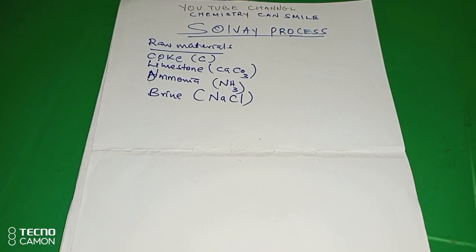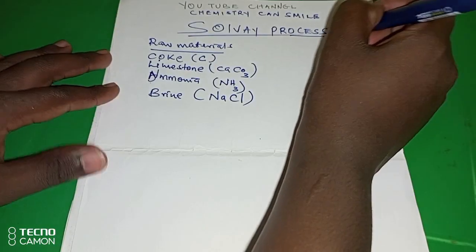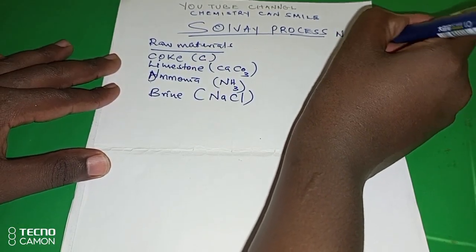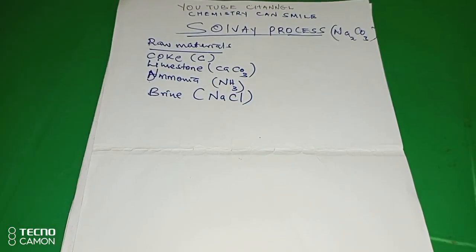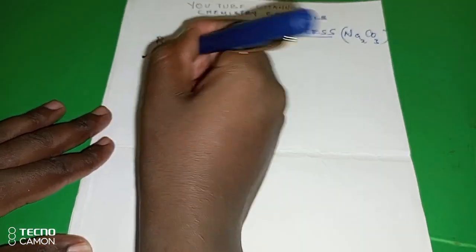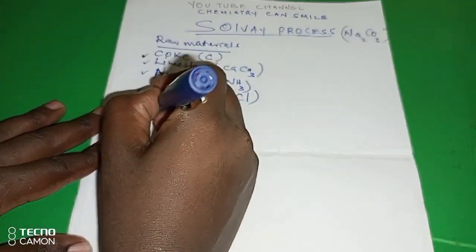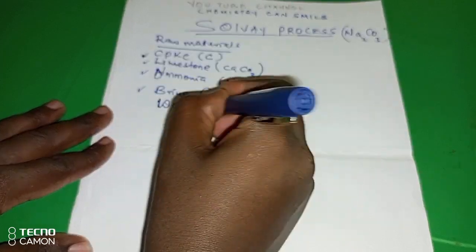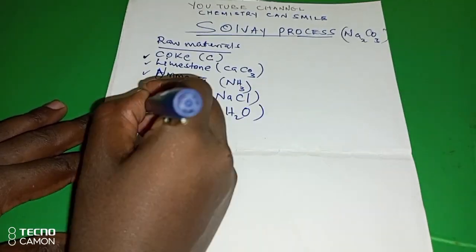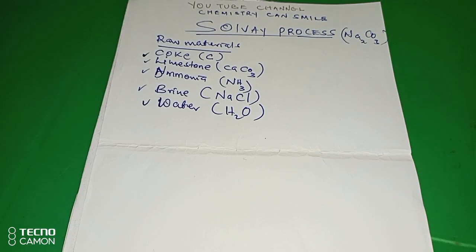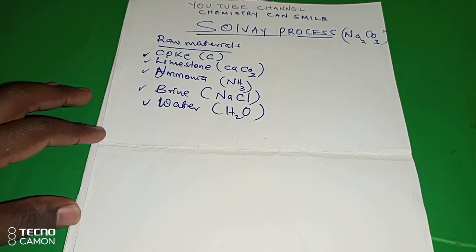So we have those raw materials that we are going to use to manufacture sodium carbonate. We are going to use the 4 raw materials there. We also have water. Those raw materials: coke, limestone, ammonia, brine, and water, to manufacture sodium carbonate.